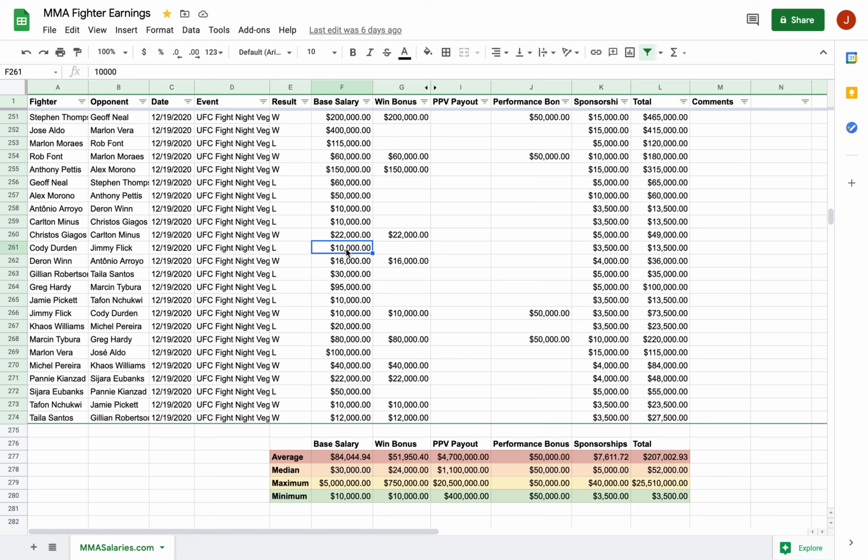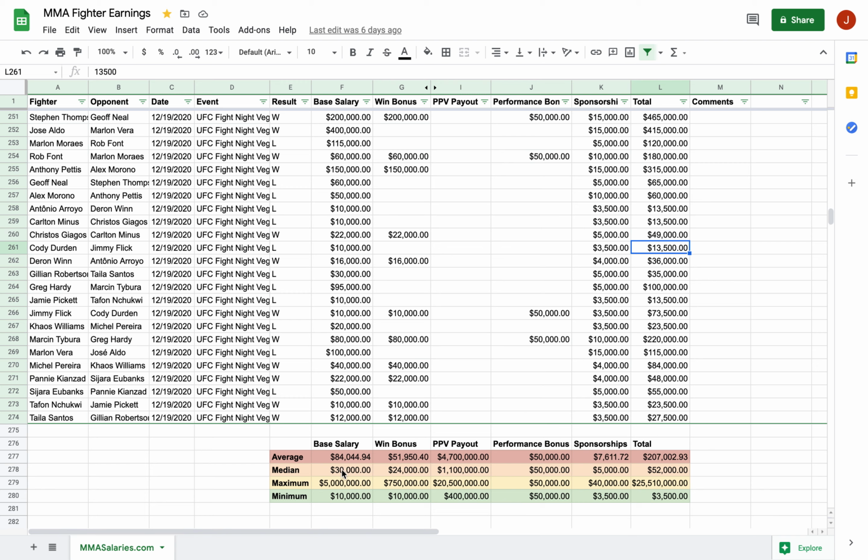Obviously, the minimums are more likely on a Fight Night because it's usually less popular than the full UFC event, like 260. But the minimum they usually get is around $10,000. So here's an example: Cody Durden versus Jimmy Flick. He got a base salary of $10,000. He lost, and he got a sponsorship bonus of $3,500. So his total earnings were $13,500.